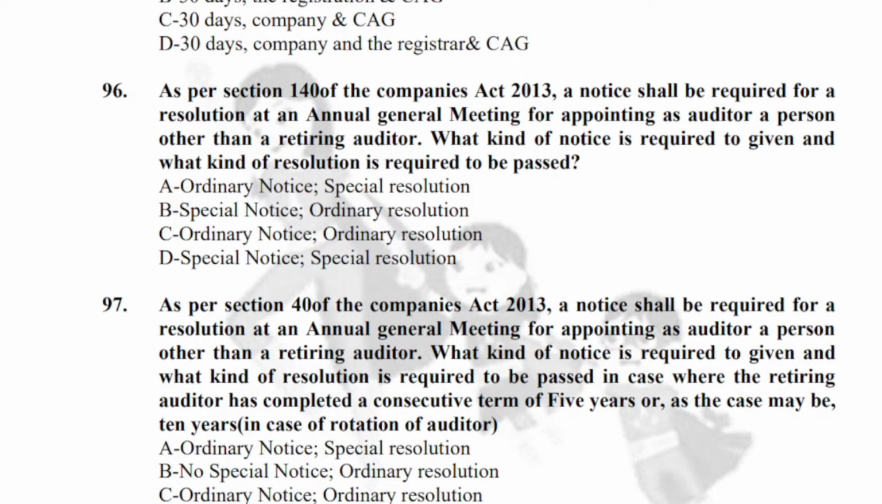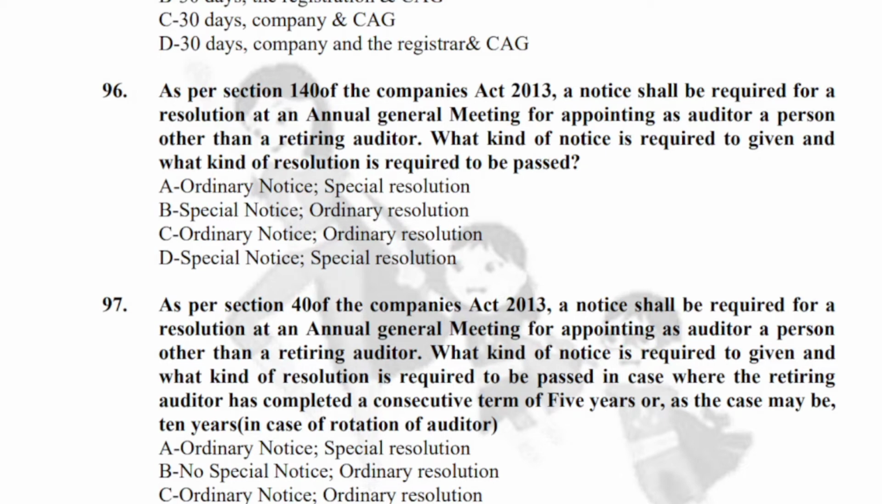Now I'm getting confused. What is the difference between question 96 and 97? Be very careful. What kind of notice is required to be given, and what kind of resolution is required to be passed, when the retiring auditor has completed a consecutive term of 5 years or 10 years? Absolutely interesting and very important, my dear friends. So here, what they want to say is, are we appointing another auditor before expiry of term or after expiry of term? Come on.